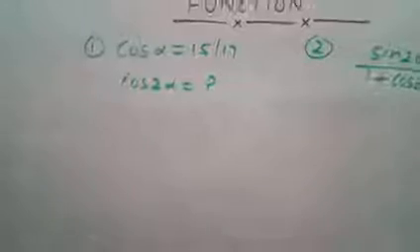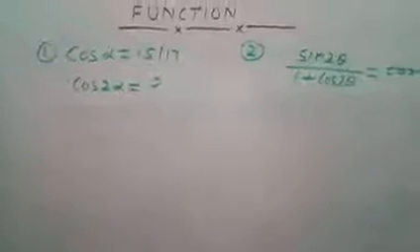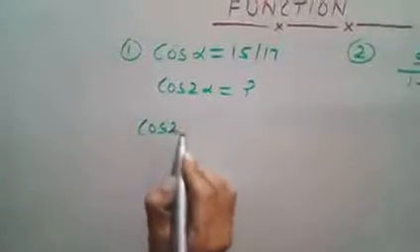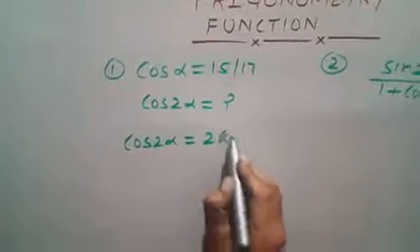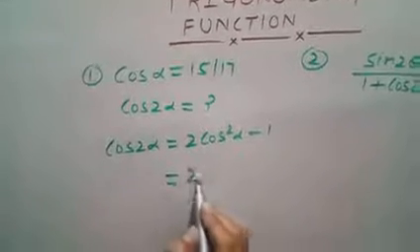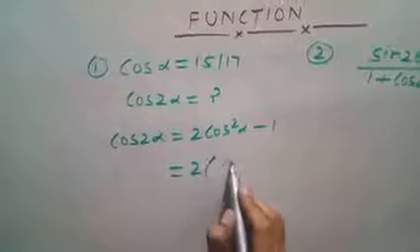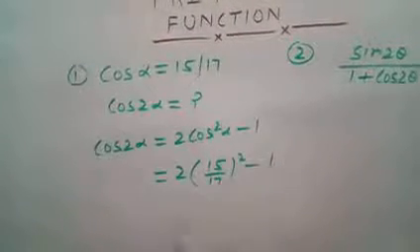Going to solve question number 1. Cos alpha is 15 by 17 and we have to find the value of cos 2 alpha. So as we know, cos 2 alpha equals 2 cos square alpha minus 1. So 2, and the value of cos alpha is 15 by 17 whole square, minus 1.